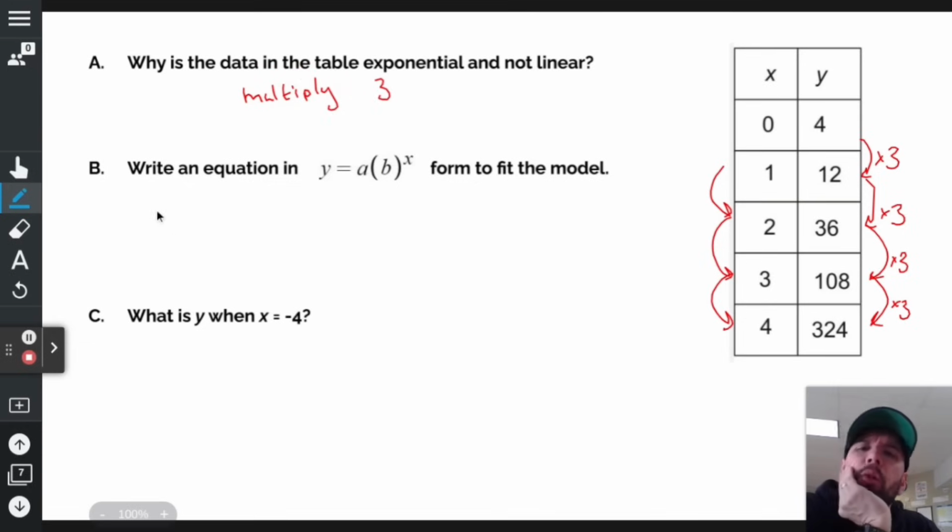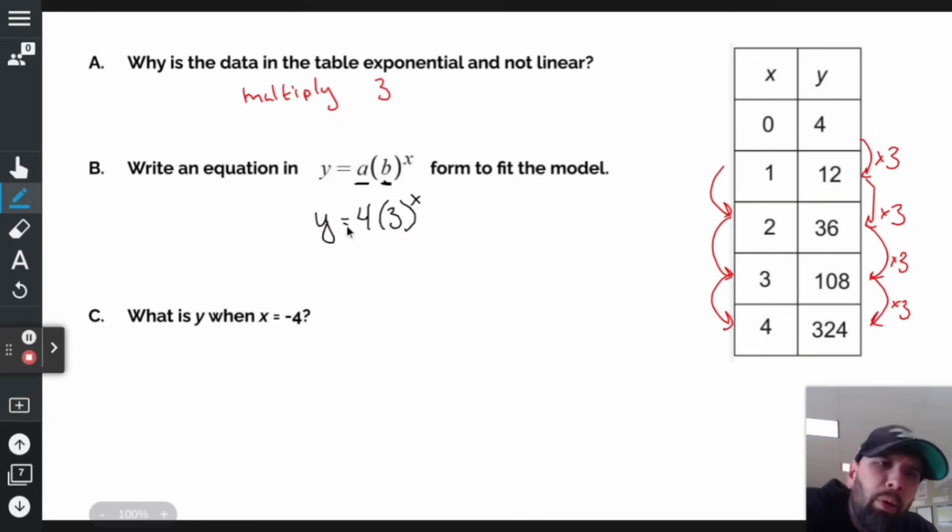Write an equation in y equals a times b to the x form, so exponential form, to fit the model. This is what we begin with, and this is our multiplier. A is what we begin with at time zero. So when x is zero, y is four, so a is four. B is our common ratio, our multiplier. So since we multiply by three every single time, I get y equals 4 times 3 to the x.